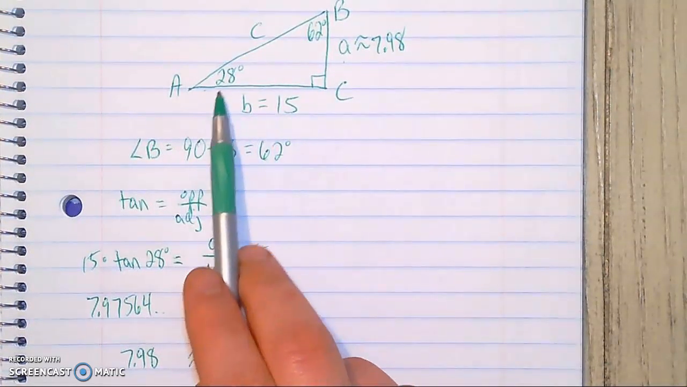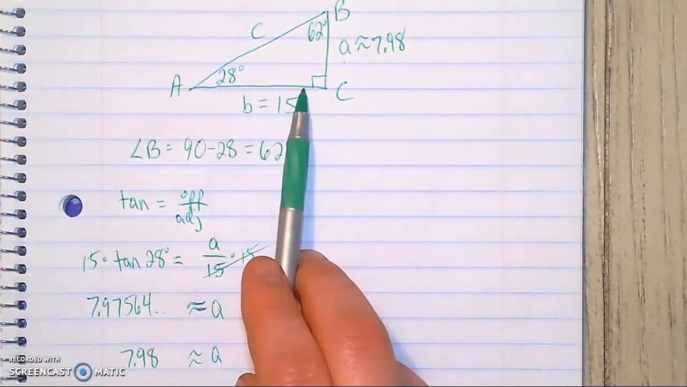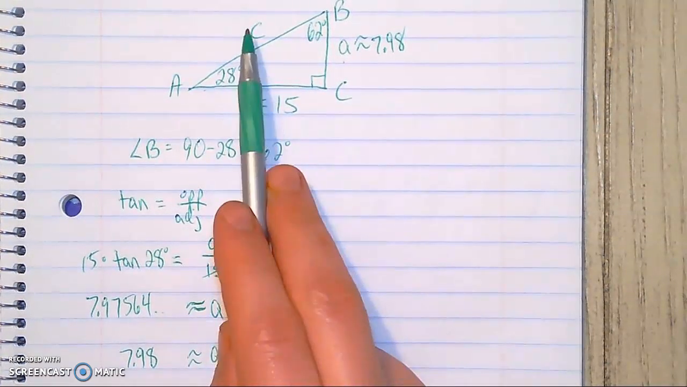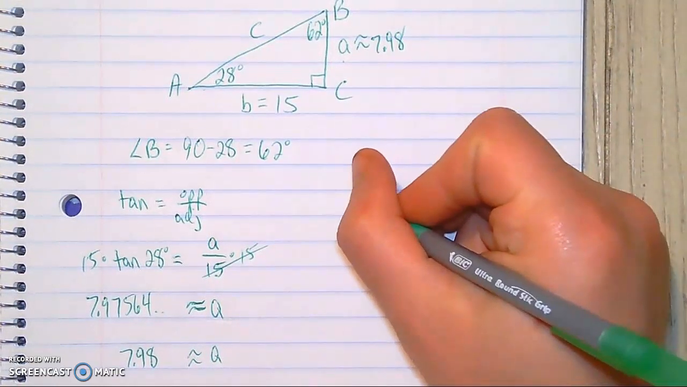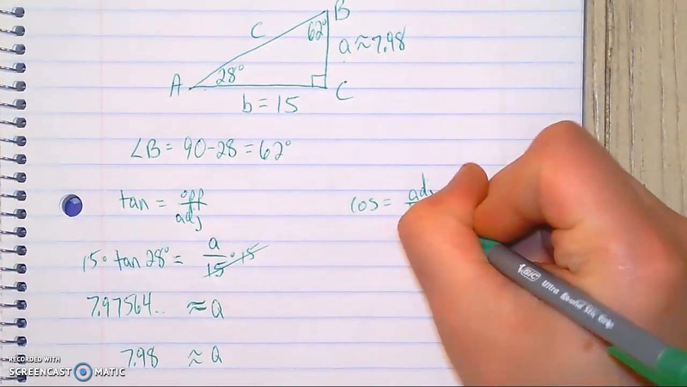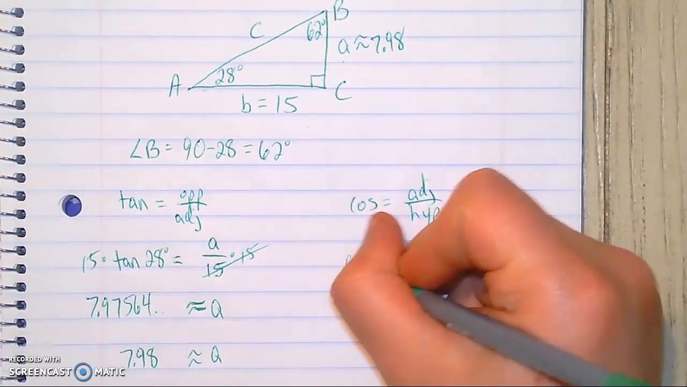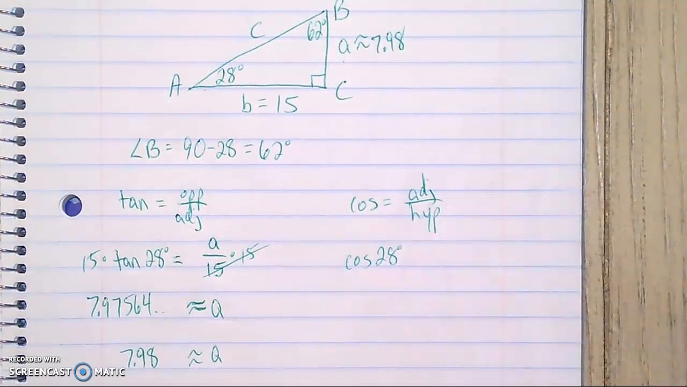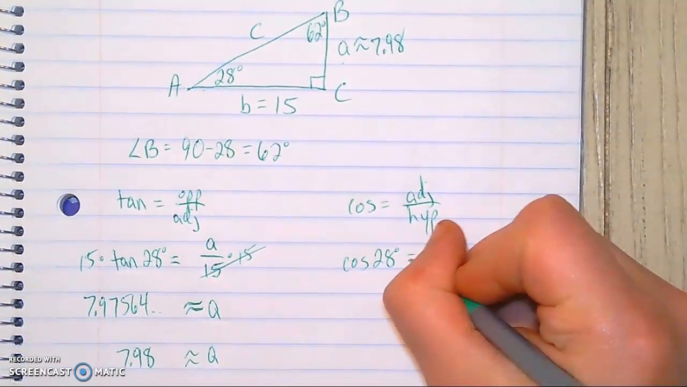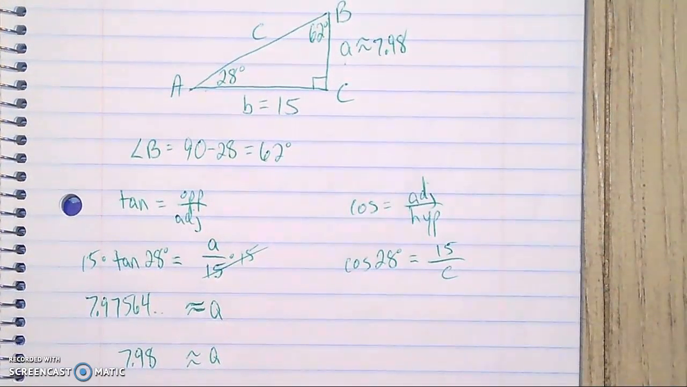So I'm now looking at 28 degrees is still my theta. I'm still using this adjacent side, but I now want the hypotenuse, and I'm thinking adjacent, hypotenuse, AH, and I'm thinking of cosine, because cosine is the ratio of the adjacent side to the hypotenuse. So in this case, I'm specifically taking the cosine of 28 degrees, and I'm setting up a ratio where the adjacent to 28 is 15, over the hypotenuse, the unknown value C.